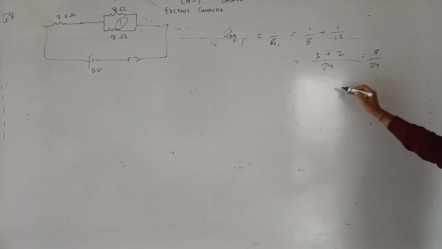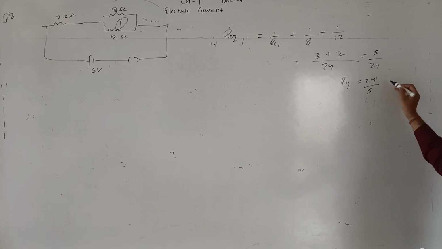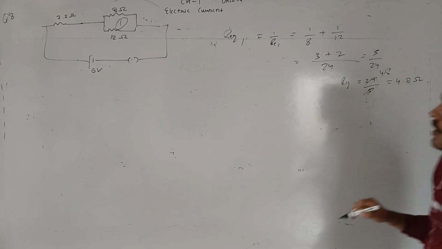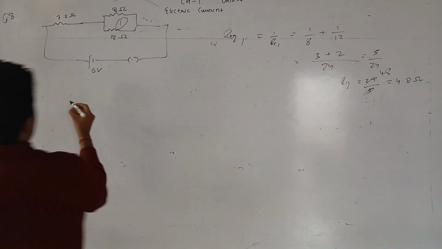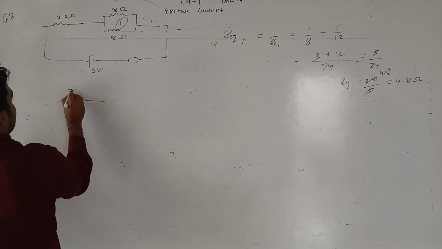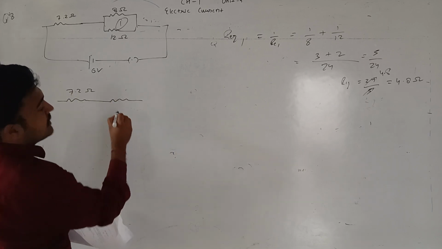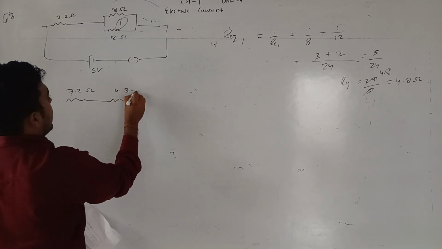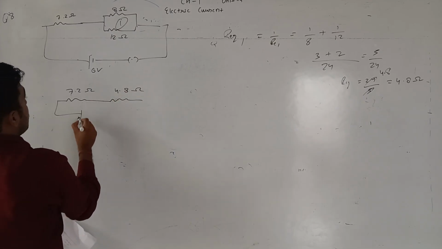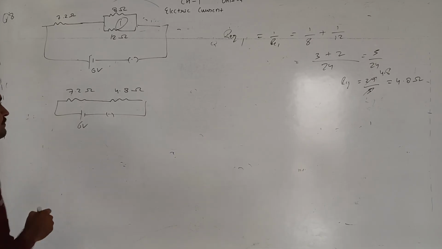It comes 1 by R equivalent is 5 by 24. So R equivalent is 24 divided by 5. So 24 divided by 5, 5 4s are 20, 5 8s are 40, we get 4.8 ohms. So we can rewrite this circuit as two resistances, 7.2 ohm and the second resistance, R equivalent 4.8 ohm, in series with each other and across a 6-volt battery.